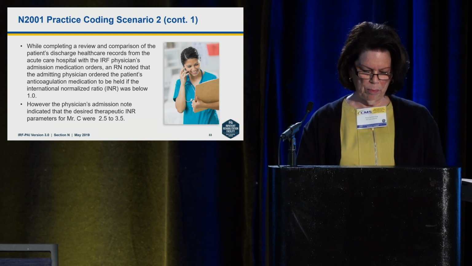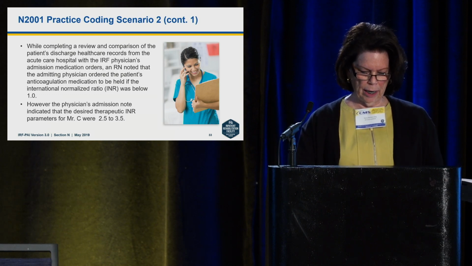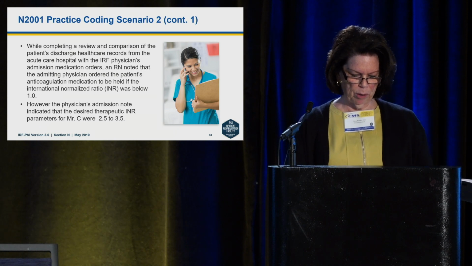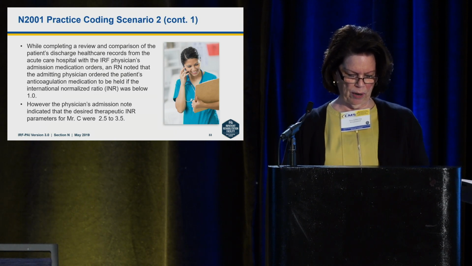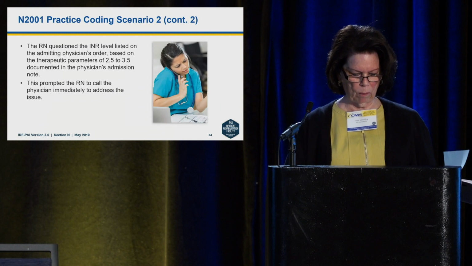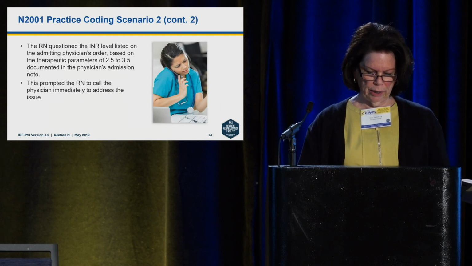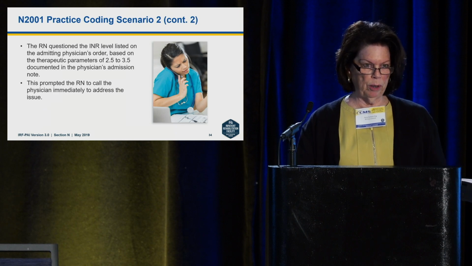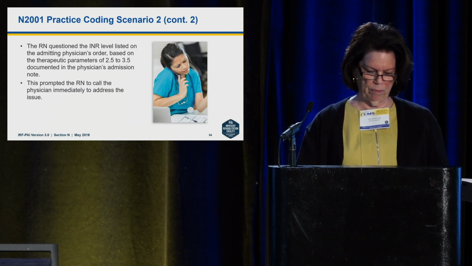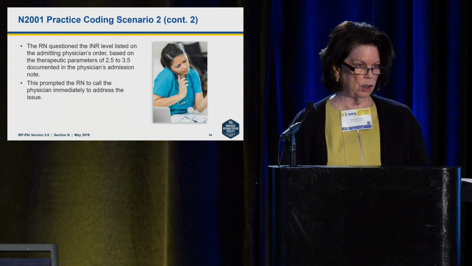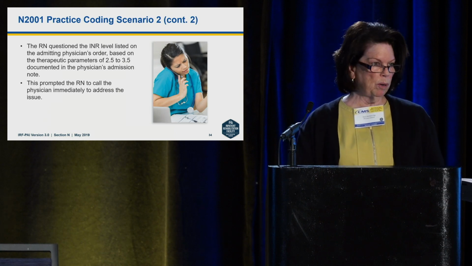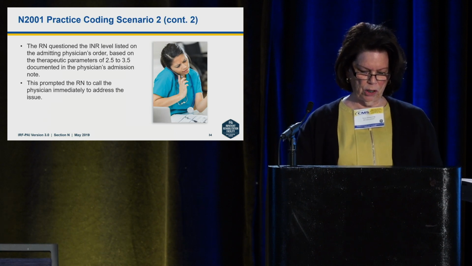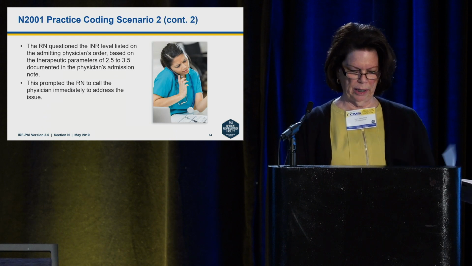However, the physician's admission note indicated that the desired therapeutic INR parameters for Mr. C were 2.5 to 3.5. The RN questioned the INR level listed on the admitting physician's order based on the therapeutic parameters of 2.5 to 3.5 documented in the physician's admission note. This prompted the nurse to call the physician immediately to address the issue.